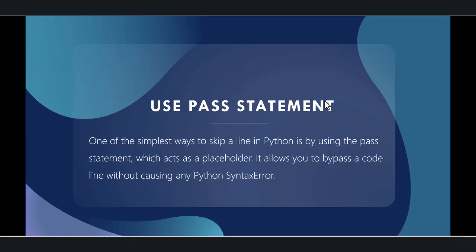Here is the third method, that is by using pass statement. This is one of the simple ways to skip a line in Python and it acts as a placeholder. It allows you to bypass a code line without causing any Python syntax error. It means after writing condition, by using this pass keyword, you can just pass to the next line of code without getting syntax error. Even though you are not writing any printing line or any output statements, it will help you to pass to the next line without getting any error. We will see how this works by using an example.